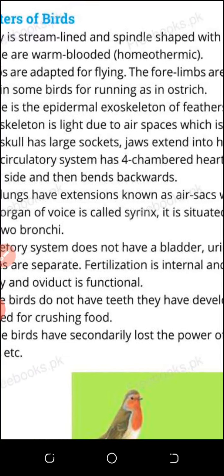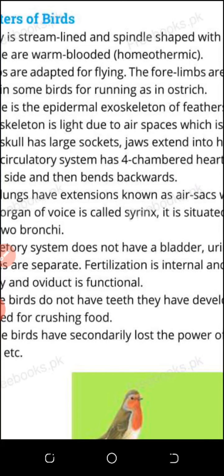Their nitrogenous waste component is uric acid, because uric acid doesn't need much water. In mammals the nitrogenous waste component is urea. In aquatic animals, dear students, the nitrogenous waste component is released in the form of ammonia, because ammonia needs more water. Because the fish is living in water, they have no scarcity of water, so they can release their nitrogenous waste in the form of ammonia.